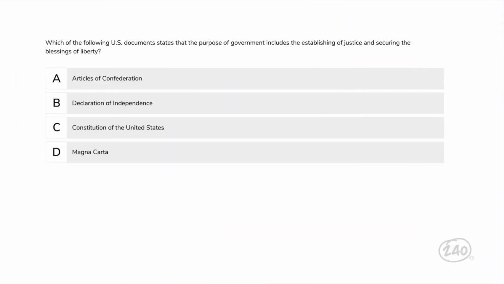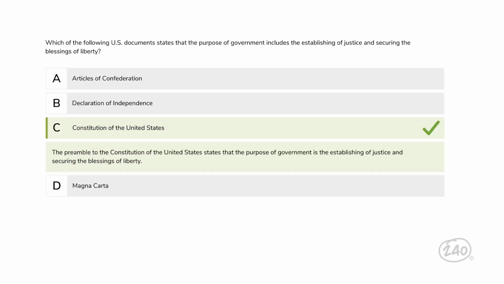Okay, let's take a look at a government question. Which of the following U.S. documents states that the purpose of government includes the establishing of justice and securing the blessings of liberty? Look, we have a big clue in our question prompt. We know we're looking for a U.S. document, which means we can eliminate the Magna Carta, which was written in England. The rest of our choices are U.S. documents that are important to know, but the Constitution is what we're looking for here.